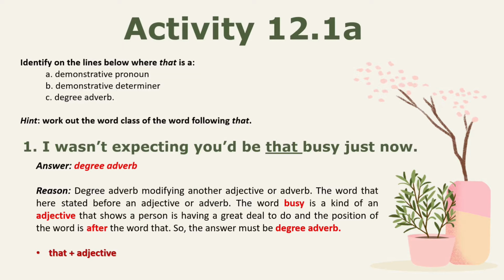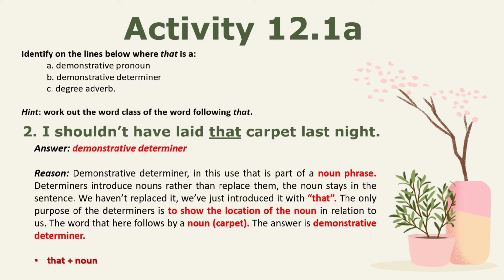The word that here is a degree adverb or intensifier. Why? Because a degree adverb modifies another adjective or adverb. The word that here is placed before an adjective or adverb. Now look at the word after the word that. It is busy. The word busy is a kind of adjective that shows a person is having a great deal to do, and the position of the word is after the word that. So, the answer must be degree adverb. We go on to the next number.